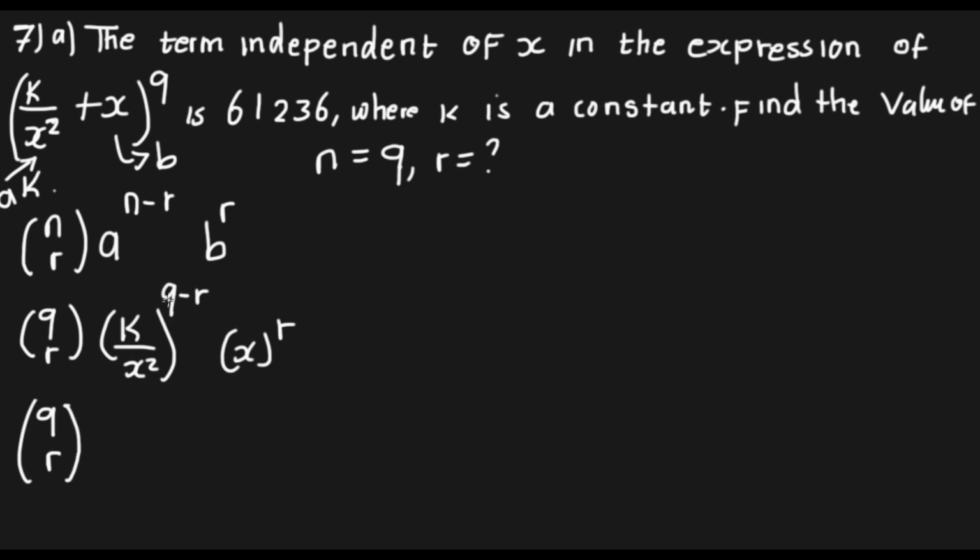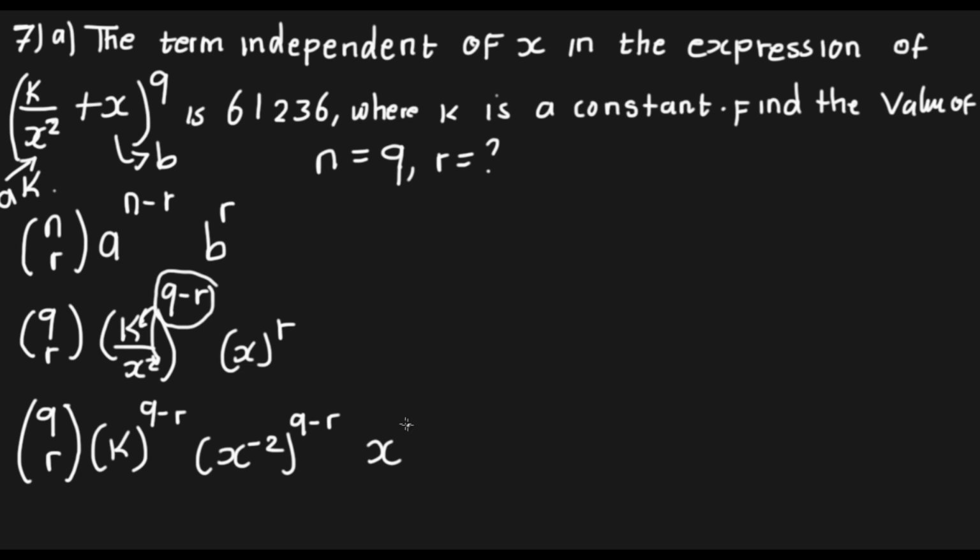So we know that according to the indices, this power 9 minus r must be distributed to k and also to this one. Now for this to make sense, I'm going to say k raised to the power 9 minus r. Then x, I'm going to take the x squared to the top, so this will change to x raised to the power negative 2 multiplied by 9 minus r. Then this part will be x raised to the power r.